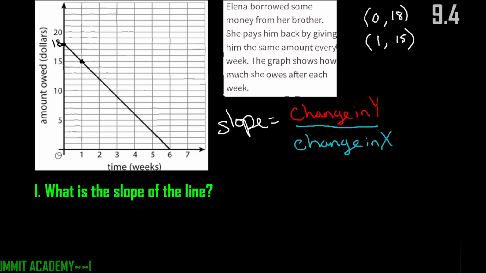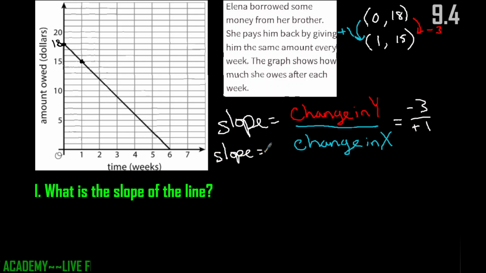So find your change in y. My change in y, well, I'm subtracting 3. And if I look at my change in x, I am adding 1. And so I can write that ratio. This is going to be negative 3 over positive 1, which is the same as saying the slope is going to be equal to negative 3. That makes sense because if I look at my graph, it is going down and to the right.